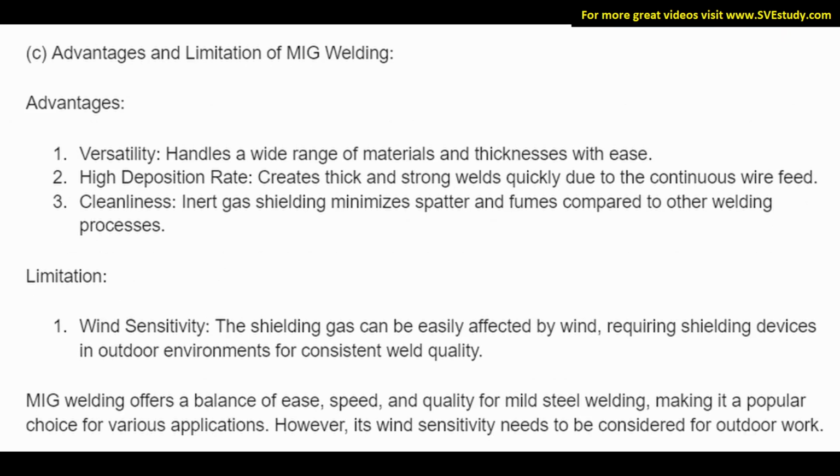C. Advantages and limitations of MIG welding. Advantages. 1. Versatility. Handles a wide range of materials and thicknesses with ease. 2. High deposition rate. Creates thick and strong welds quickly due to the continuous wire feed. 3. Cleanliness. Inert gas shielding minimizes spatter and fumes compared to other welding processes.